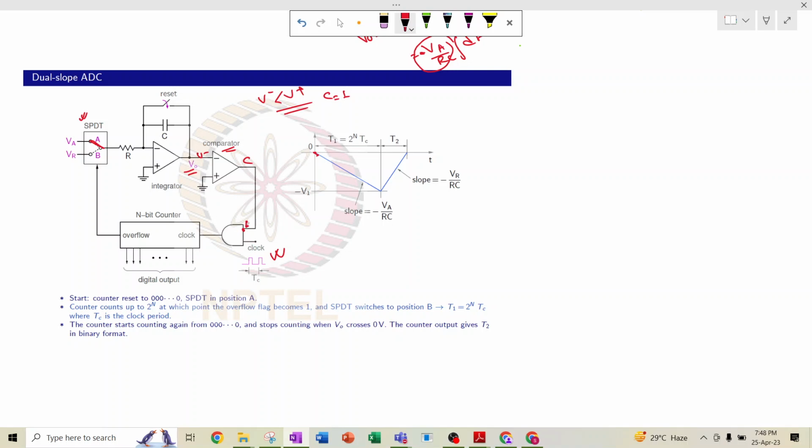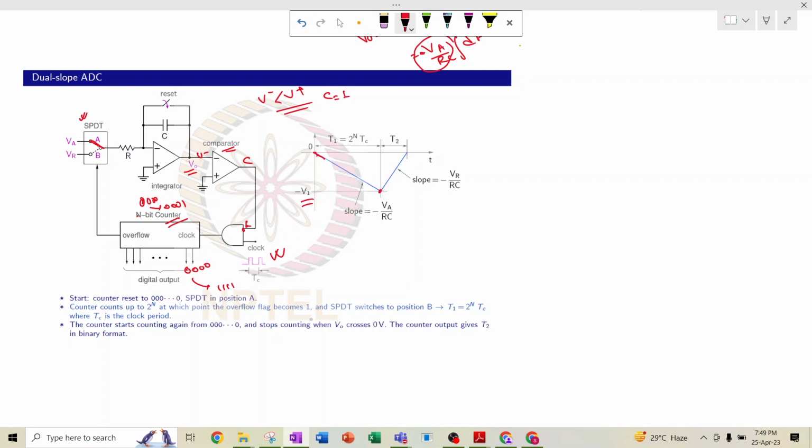Whenever the clock applies, the same clock applies to the counter and it will count up. Suppose it is counted from 0000, it will count to 0001. In the next cycle also it will integrate and go further negative and the output will be 1. Like that it will happen. So it will count from 0000 till 1111, and it will reach a certain value which is known as minus v1.